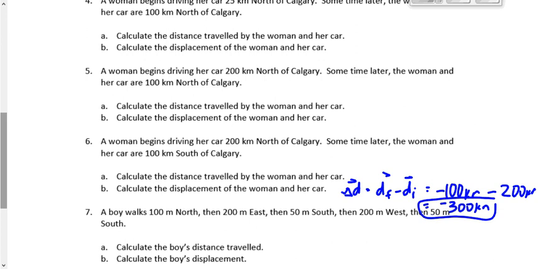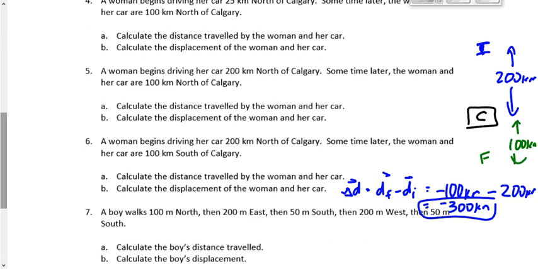Let's say that this is Calgary right here. We start up here. This is my initial position, and that is 200 kilometers north of Calgary. This is my final position down here. This is 100 kilometers south of Calgary. We started up here. We went here. That's 200 kilometers. And then we went here. That's 100 kilometers. So my total distance is 300 kilometers. Does that make sense?